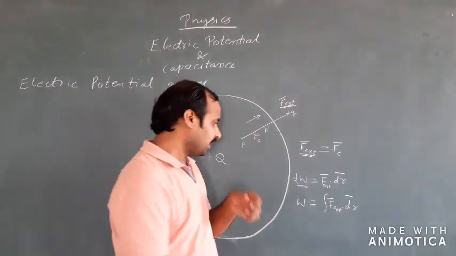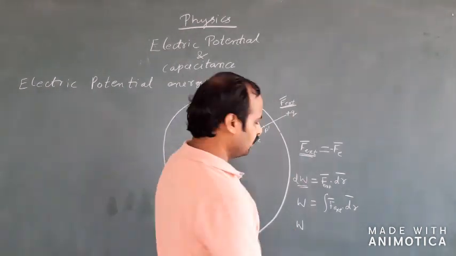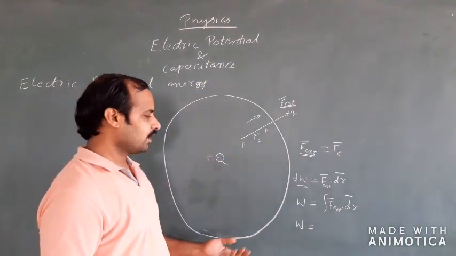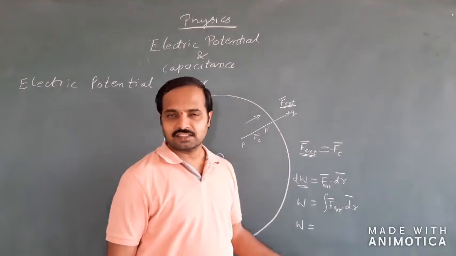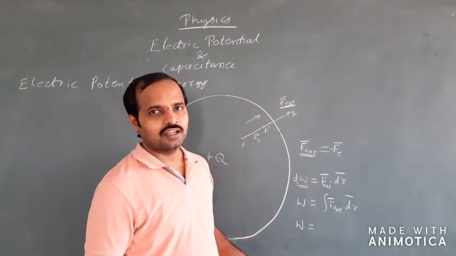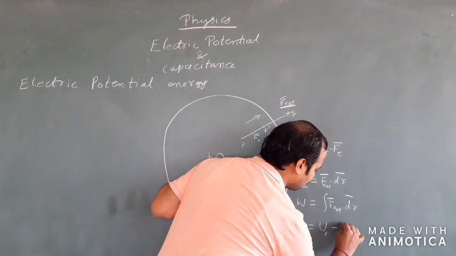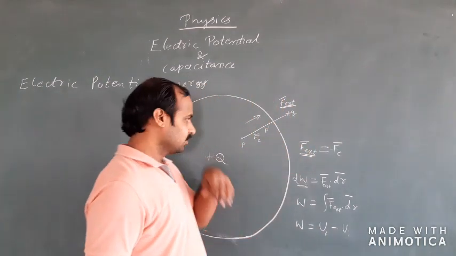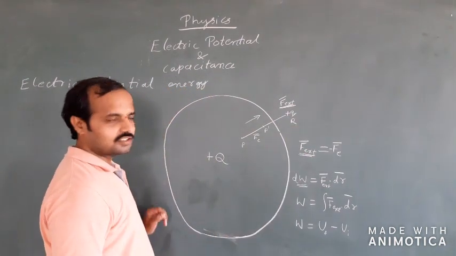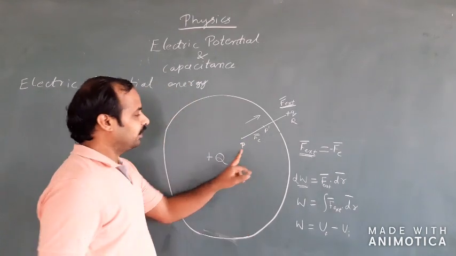We can also get this work done relation from the potential energy relation, that is, the work-energy theorem. When I talk about the work-energy theorem, the work done in moving the body from one point to another is also equal to the change in the potential energy, that is, U final minus U initial. So I have to find the potential energy at this point R, and I also have to find the potential energy at this point P.